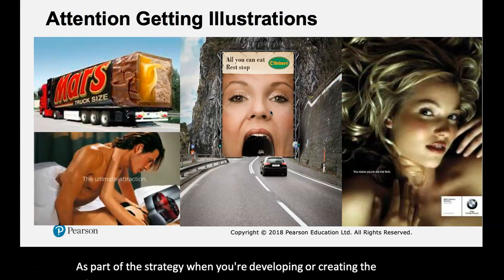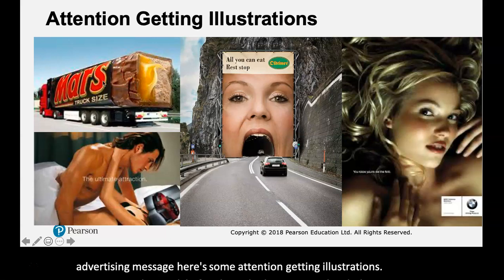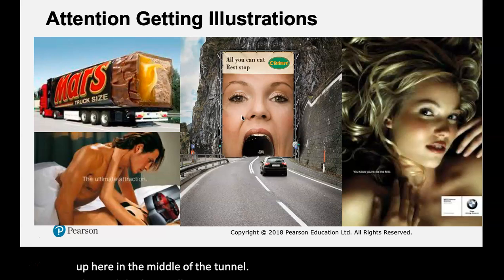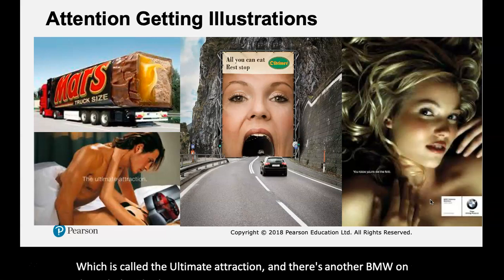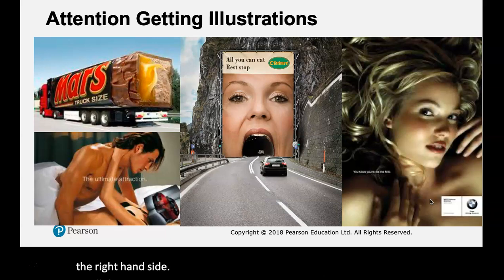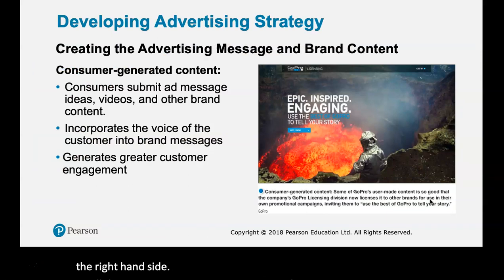Here's some attention-getting illustrations. I've never seen this truck before, but it looks pretty cool with the Mars bar. Here, over in the middle, tunnel, and that's actually a Ford ad. And bottom left, the guy and the girl, but he's looking at, I think, a BMW, which is called the Ultimate Attraction. And there's another BMW on the right-hand side. So all these are attention-getting strategies that advertisers will use, and you've seen them yourself.